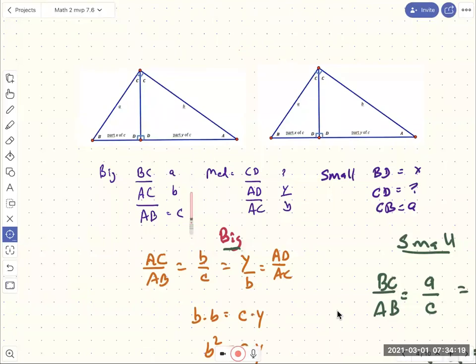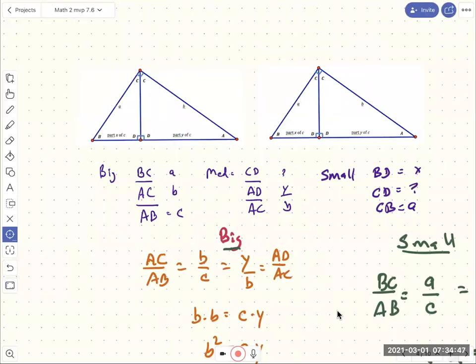In other words, in looking at the medium triangle, we say that this side, B, is to the whole hypotenuse as the medium side here is to B. Okay, so we get that relationship. And we say, okay, so B squared equals C times Y. So Y is just a part of C, this part of C.